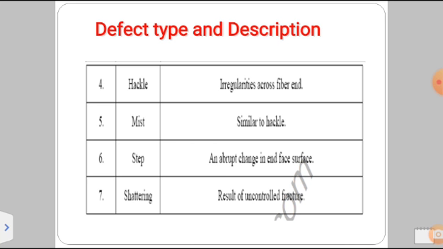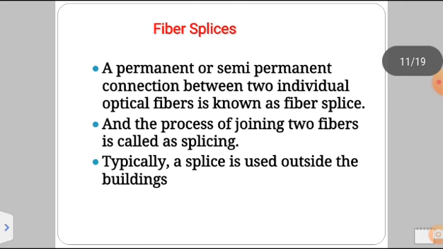So next is step. Step is nothing but an abrupt change in the end face surface. This also we have to avoid. We have to minimize the step. Next is shuttering, and this is the result of uncontrolled fracture. So this is the major one, and here we have to replace the fiber. These are the different types of defects.